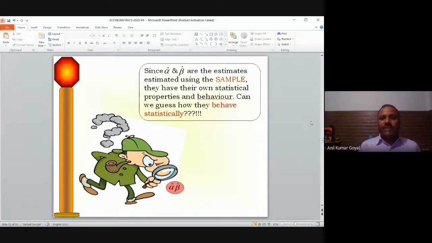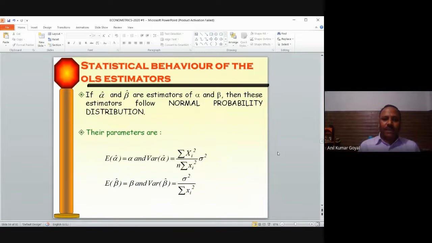What are those assumptions? Since the alpha and beta estimates are estimated using a sample, they have their own statistical properties and behavior. Can we guess how they behave statistically? Let us see. So these are the estimators of alpha and beta. Then these estimators follow a normal probability distribution. So how do we calculate the variance of estimated alpha and likewise the variance of estimated beta?